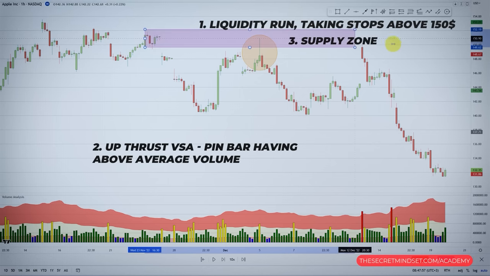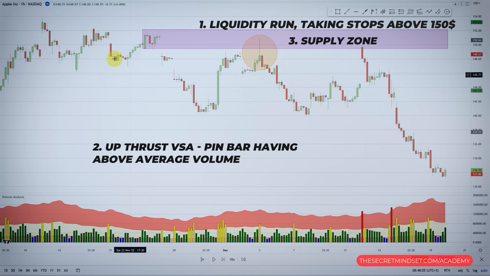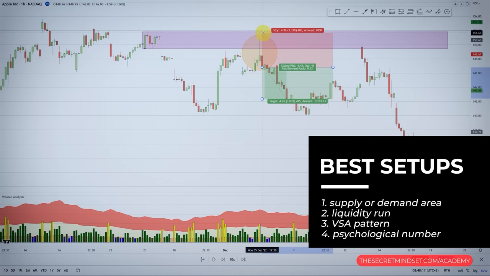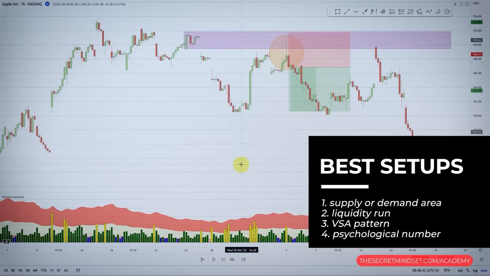And it happened at the clear supply area. It's right here. So we had the liquidity clearout, the 150 psychological number, a supply area, and the up thrust VSA pattern. Perfect sell trade. These trades are rare. You'll be lucky if you find one trade per week with a supply or demand area, a VSA pattern, a liquidity run, and a psychological number confluence. But when you find this type of trade, don't hesitate and take the trade every single time.